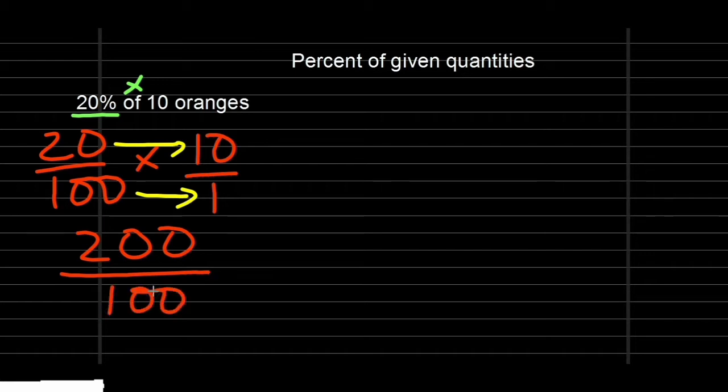The next thing is for us to cancel the zeros. So this will cancel this, you cancel, and then you cancel. Then you are left with 2. So 2 oranges. So 20% of 10 oranges is 2.